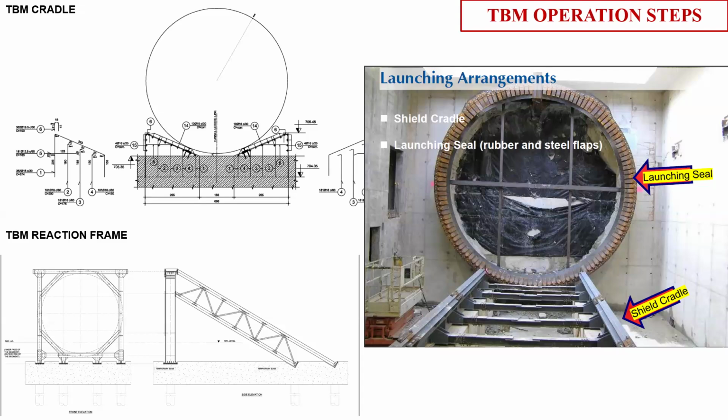But if it is a Herrenknecht machine or a Robbins machine, it needs the full backup unit to work. In Calcutta this same question came up: in Delhi Metro they are making a 20-meter-long shaft and the TBM is working, but in Calcutta why are you making a 100-meter shaft? Because it depends on the TBM type and the TBM manufacturer also.